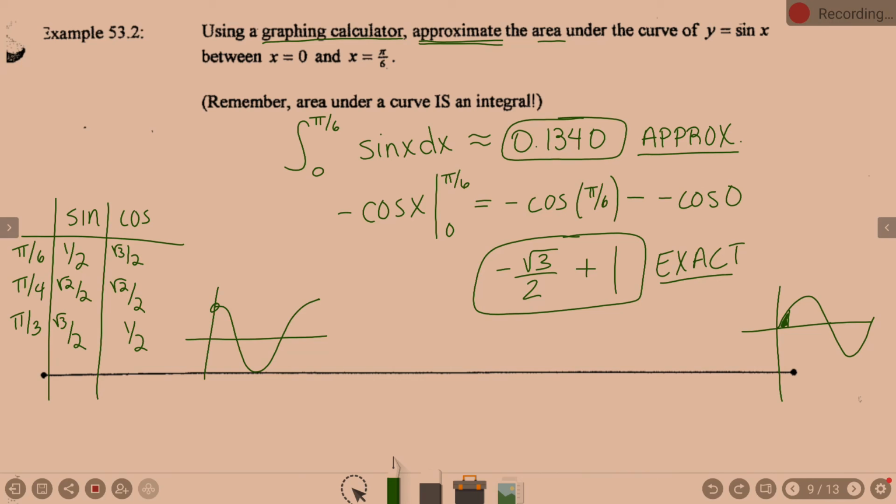Notice, my answers match, right? So, again, the difference between approximate and exact. Approximate can be around a decimal. Exact is exact. That would give me the full answer.